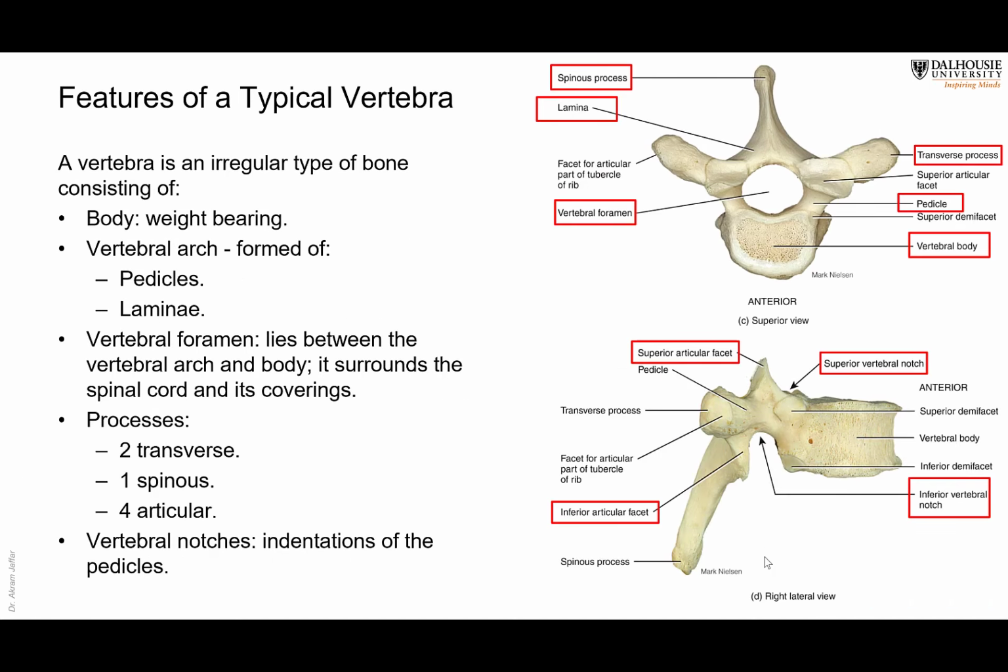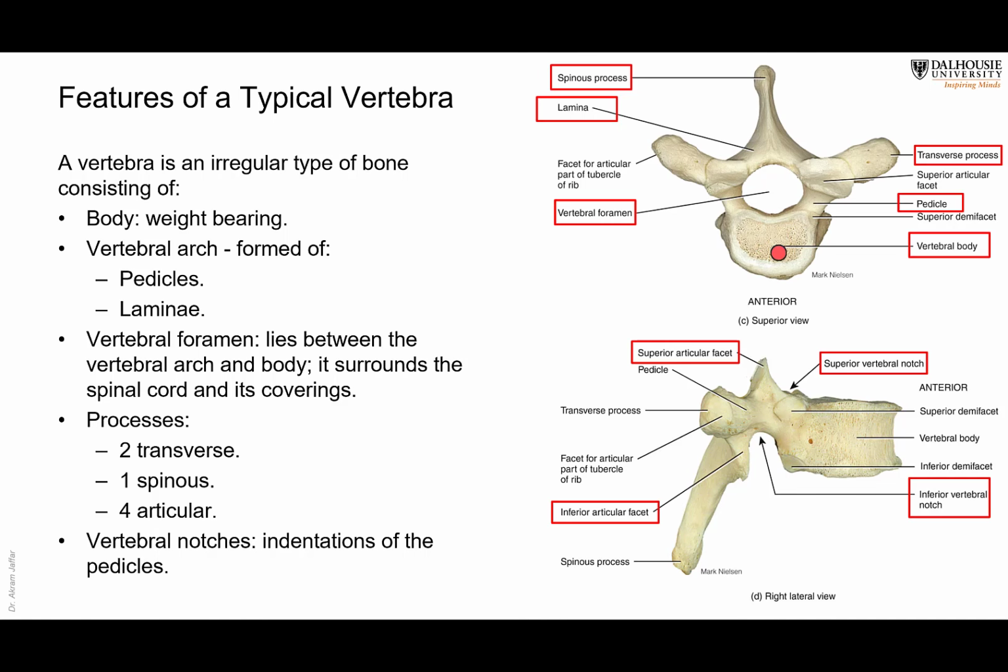Now, this is important to understand here. This is like a typical vertebra. You will find that in any vertebra, there is a body of the vertebra. Here we are looking at the vertebra from above. Here we are looking at the vertebra from the side. This is anterior and this is posterior. So this is the body of the vertebra.